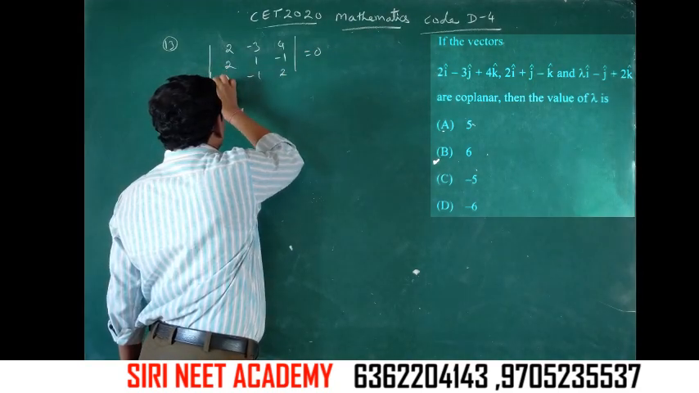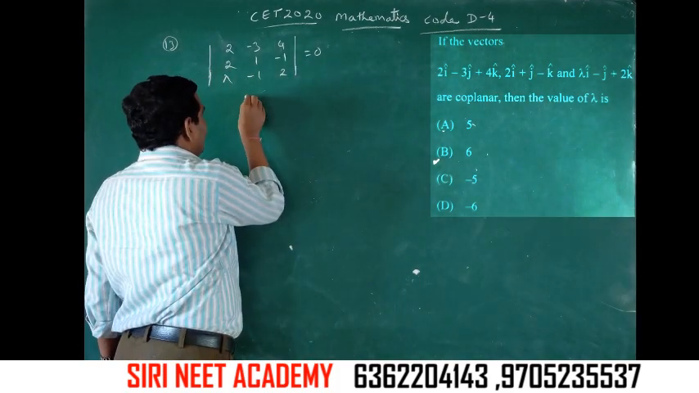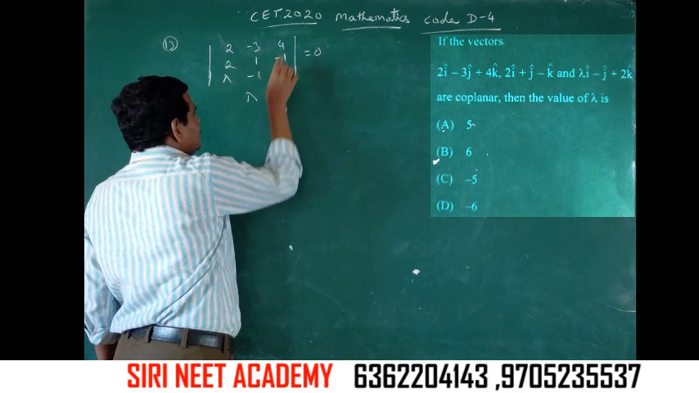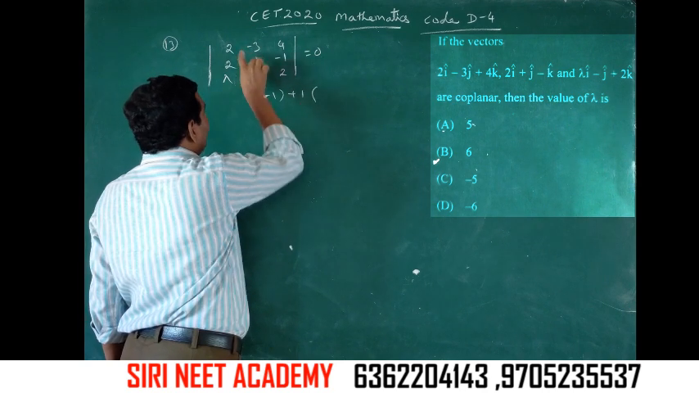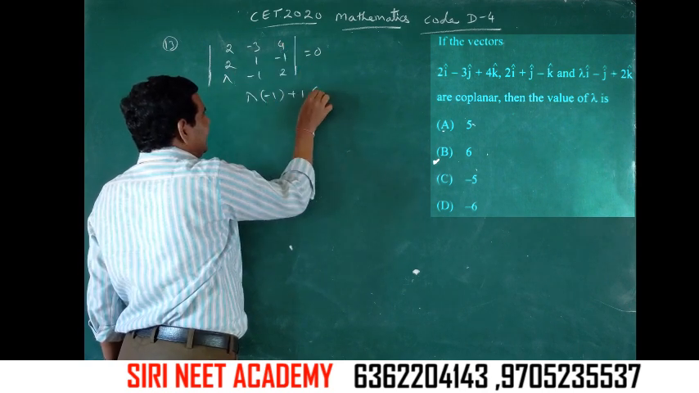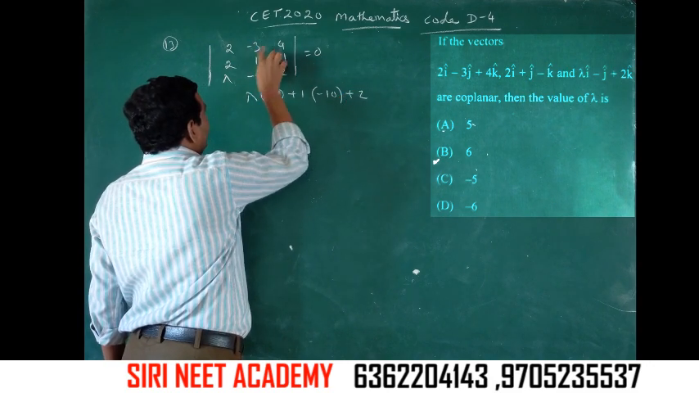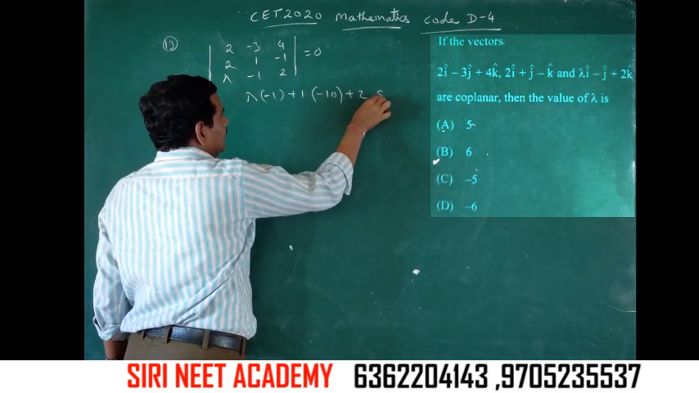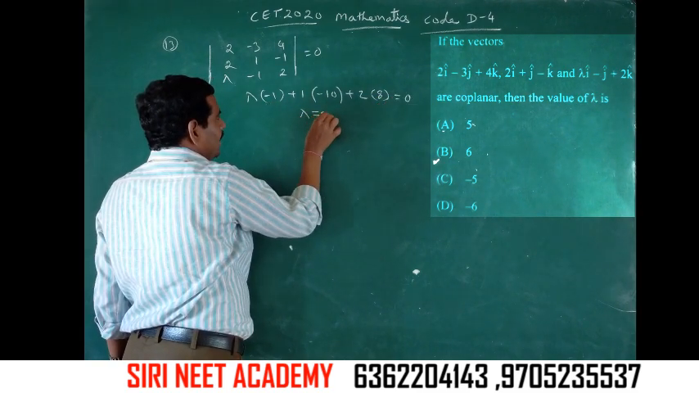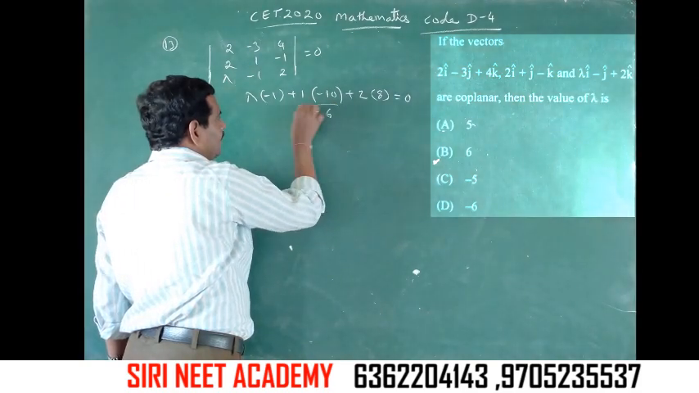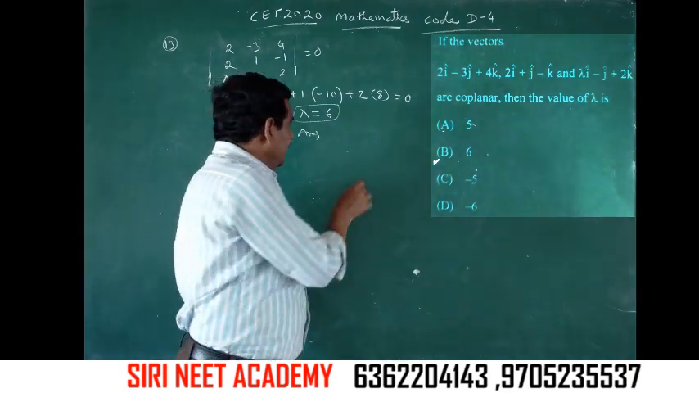is equal to 0. Expanding along the third row. λ into 3 minus 4 minus 1, minus of minus plus 1 into minus 2 minus 8, minus 10, plus 2 into 2 plus 6, 8 is equal to 0. Take λ to the right side. So λ equals 16 minus 10, 6. So the answer is B.